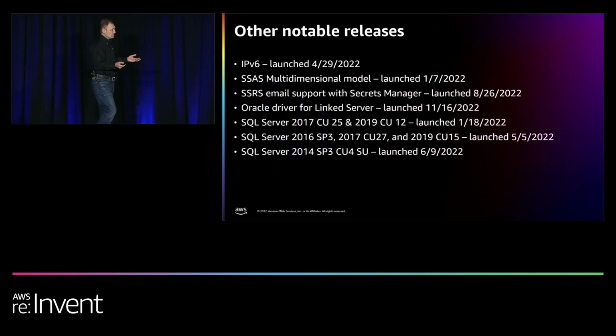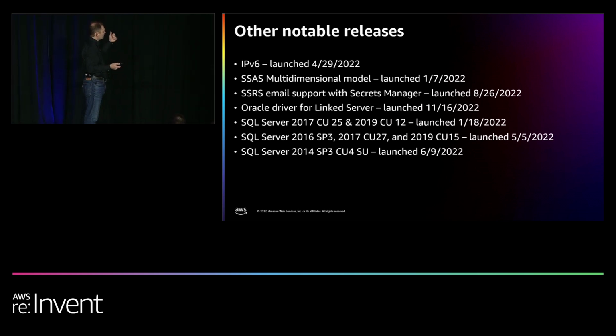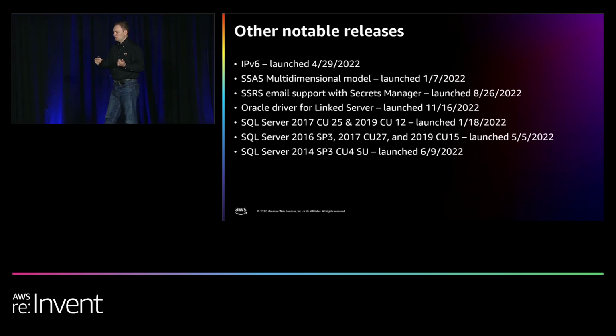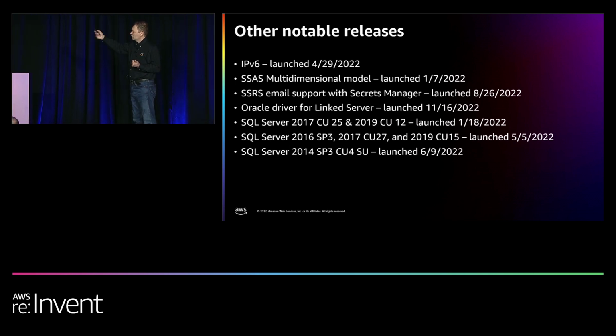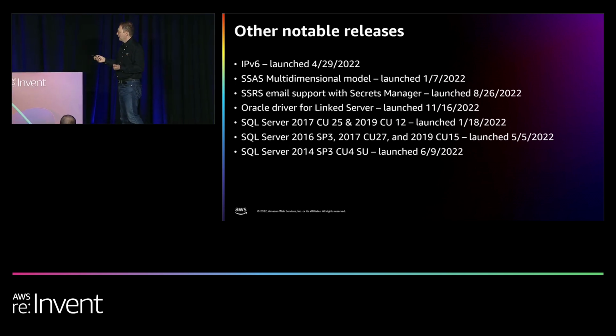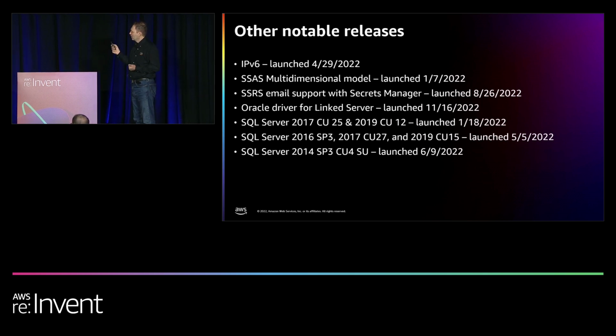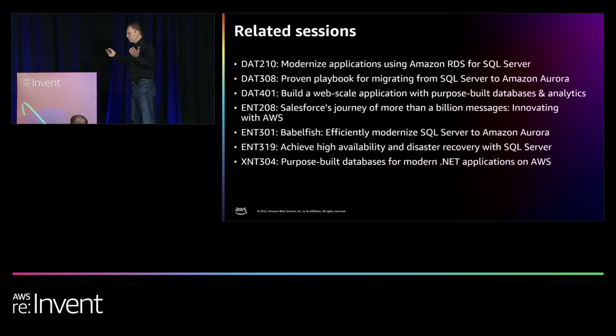Well, that brings us to the end of this part of the presentation. Here are some other notable releases, right? IPv6 has been launched. Multidimensional models have been launched for Analysis Services. If that's something you do, then it's now available. And email support for Reporting Services. So now you can actually email those reports out of the RDS instance. And an Oracle driver for the linked server was also just added a couple of weeks ago. All right?